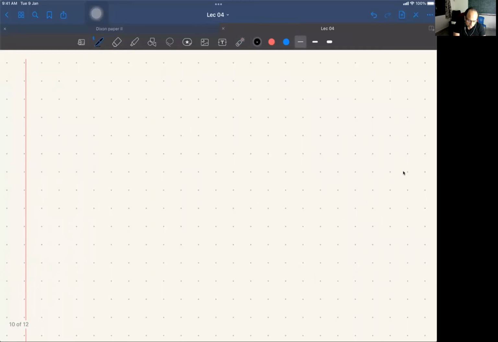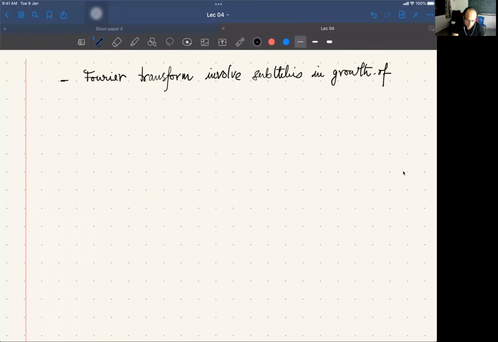So Fourier transform involves subtleties. Fourier transform involves subtleties in growth of coefficients.